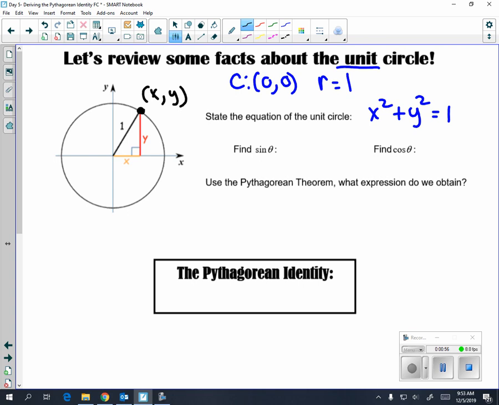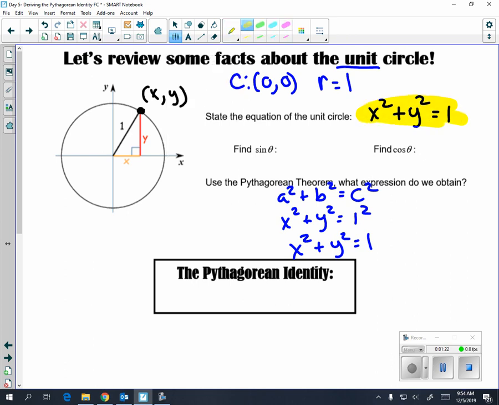If we use the Pythagorean theorem on this right triangle, which is a squared plus b squared equals c squared, we have that x squared plus y squared is equal to the hypotenuse, which is 1 squared. In which case you just get x squared plus y squared equals 1, which, if you notice, is the equation of the unit circle that we got by using the Pythagorean theorem.